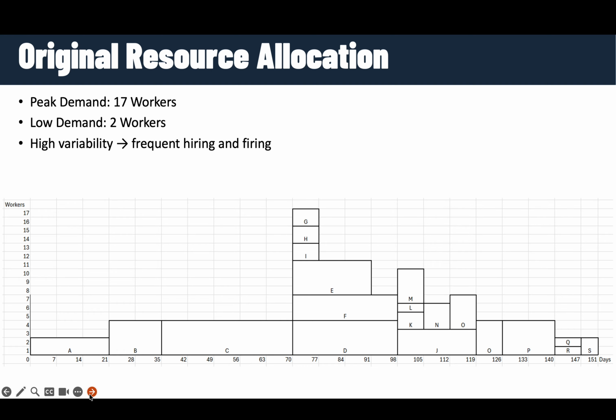In the original resource allocation, we observed a highly uneven demand pattern. The workforce requirement peaked at 17 workers on certain days while dropping as low as 2 workers on others. This high variability creates several issues: frequent hiring during peak periods, layoffs during low demand periods, and increased administrative and onboarding cost.